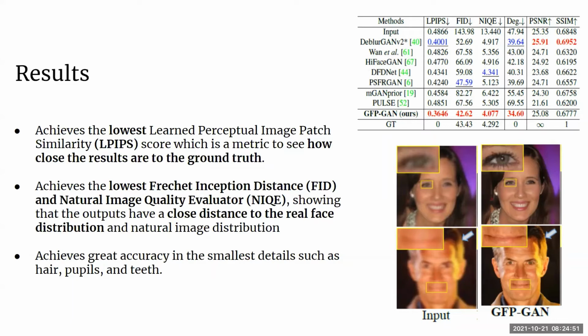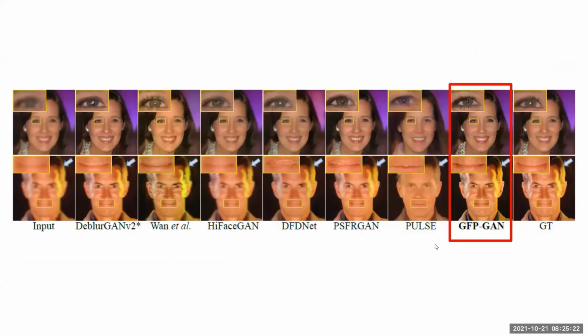the output has a close distance to the real face distribution, which is a very, very important score to keep track of whenever you are restoring images. And I especially want to focus on these images over here. As you see, when it's zoomed in, it gives a very good, realistic image as a result. And that is exactly what I wanted to show.